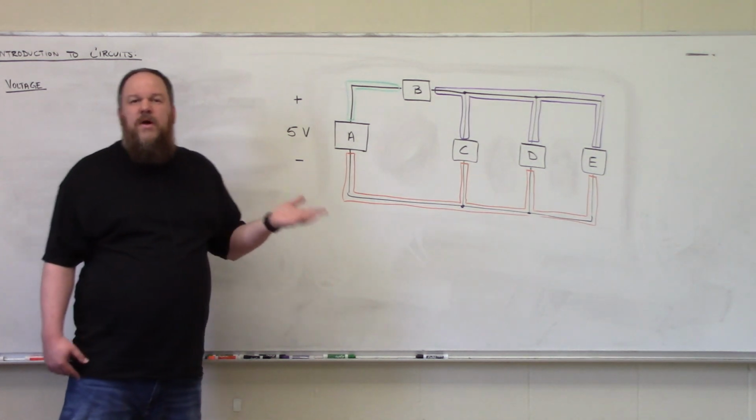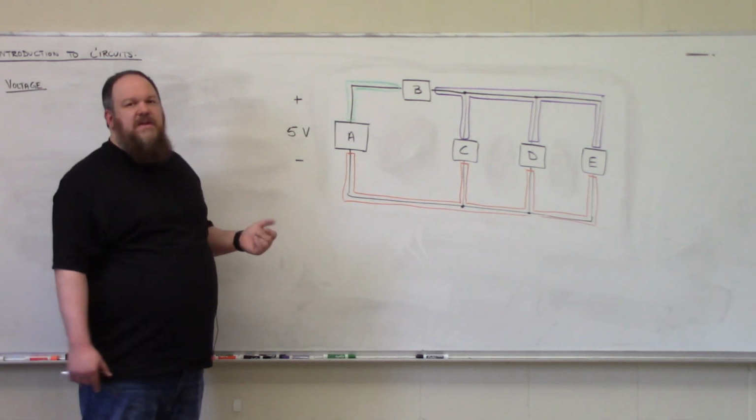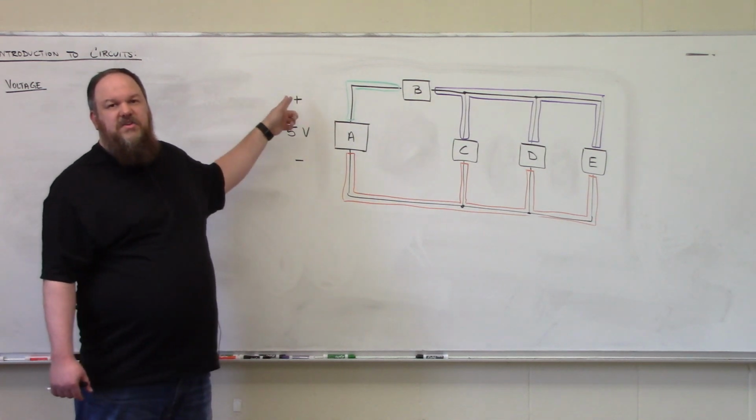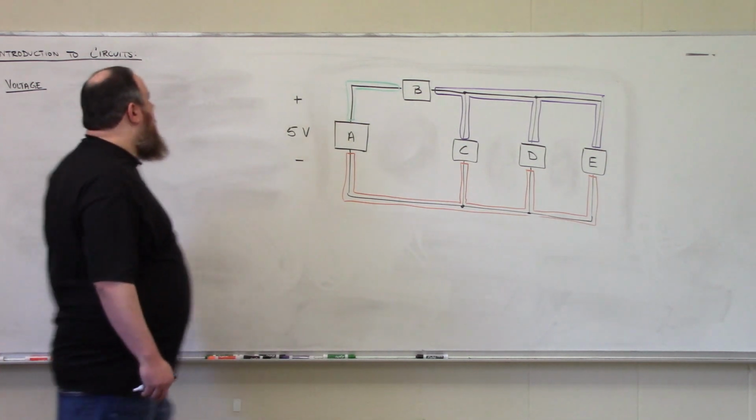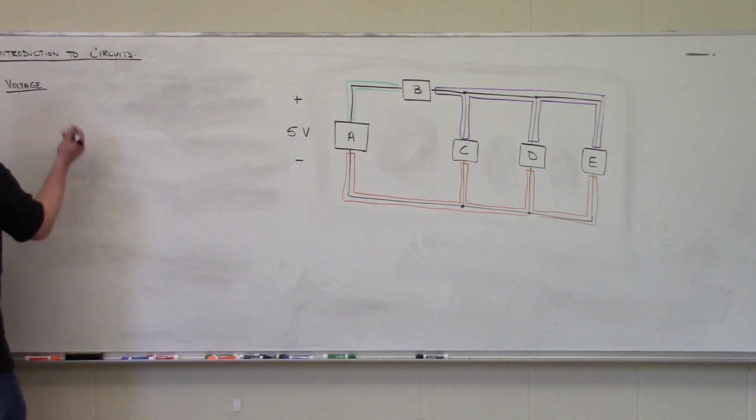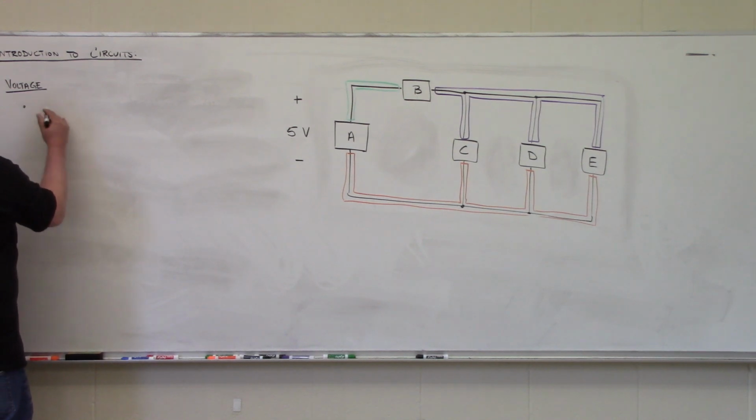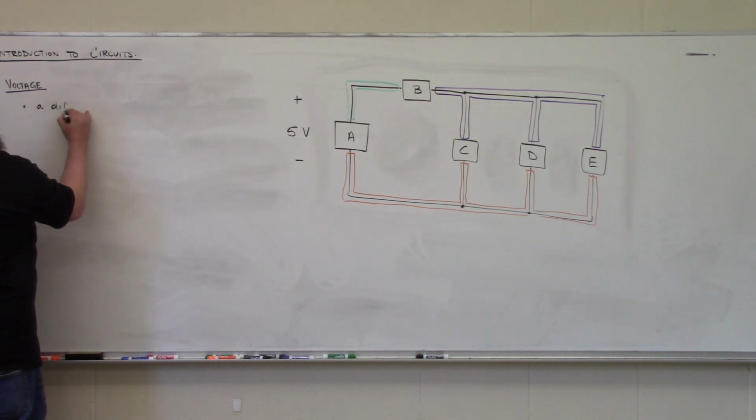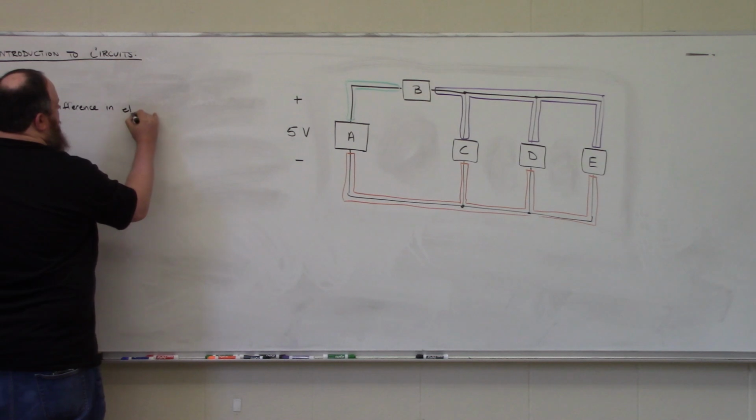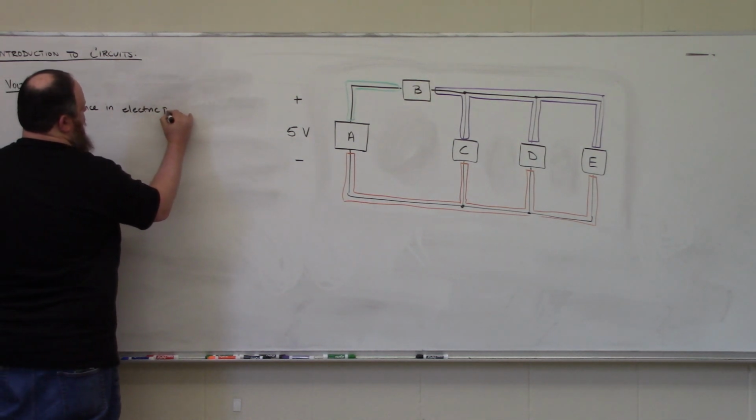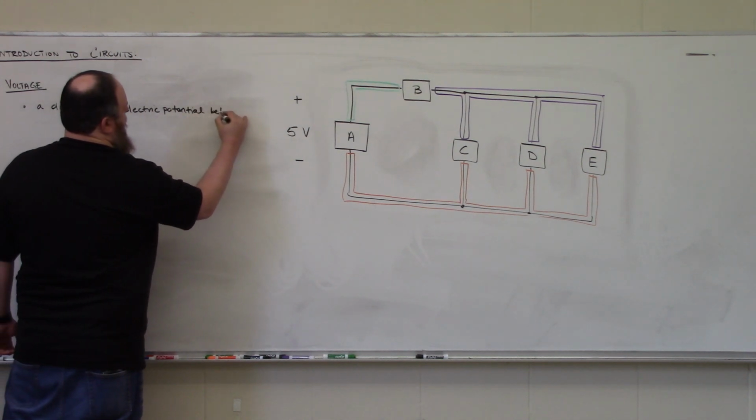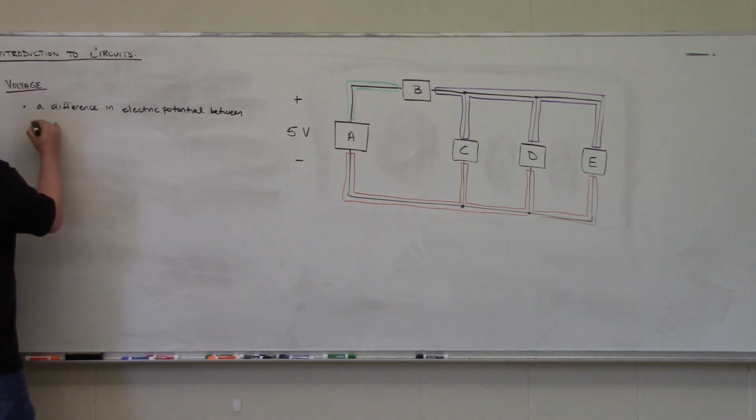A AA battery is a 1.5 volt voltage source. So that means there is a 1.5 volt difference in electric potential between the top terminal of the battery and the bottom terminal of the battery. And so that's going to lead us to our first definition for voltage. Voltage can be defined as a difference in electric potential between 2 points in a circuit.